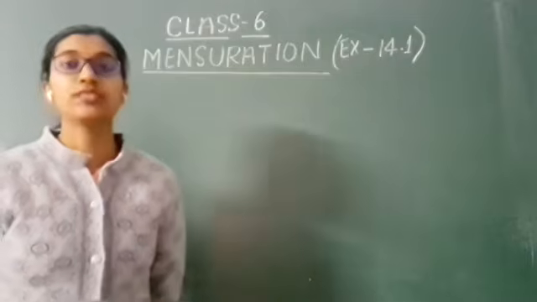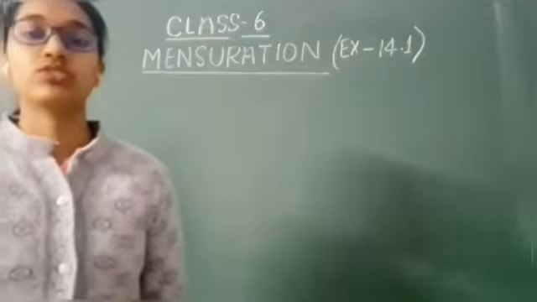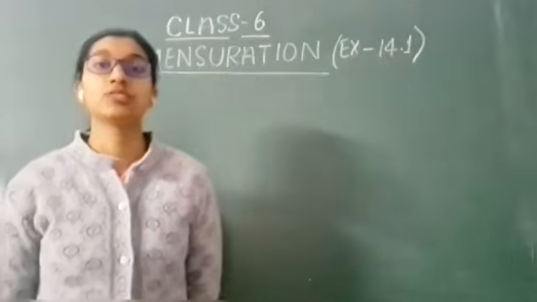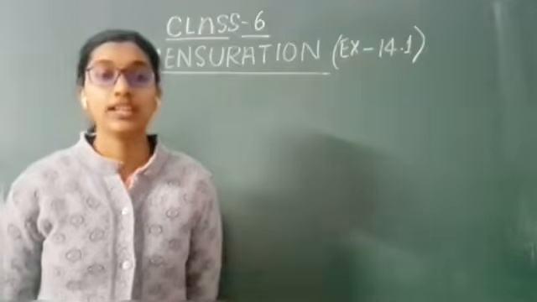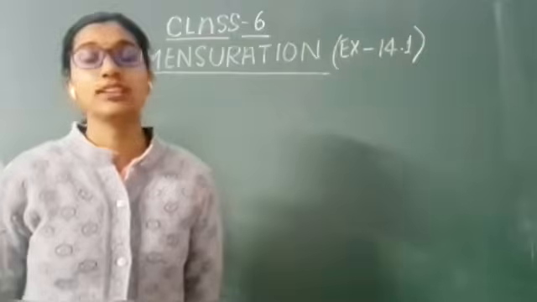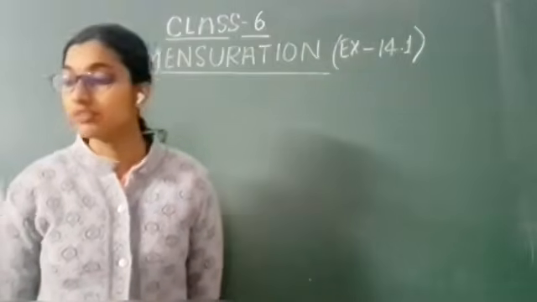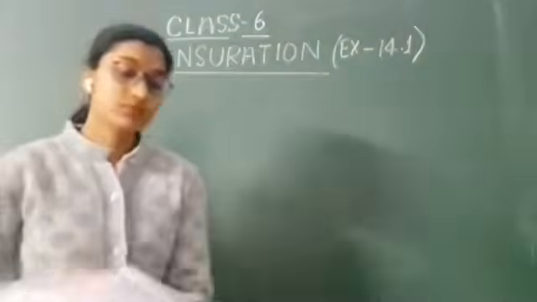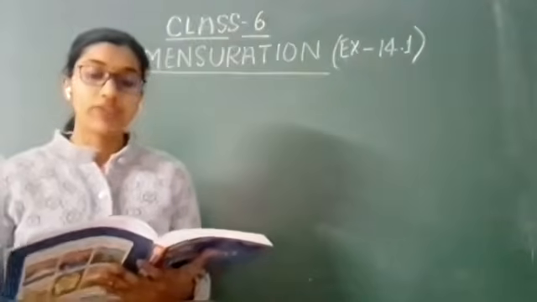Good morning students. In the previous video we discussed mensuration and some formulas which you have to keep in your minds. In exercise 14.1, I think question number 1 we have done. So from today we will start with question number 2. In question number 2 it is given, find the perimeter of each of the following shapes.